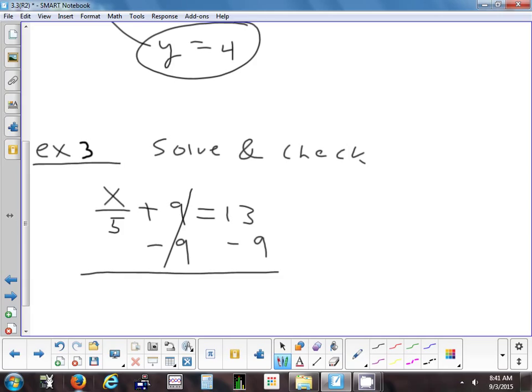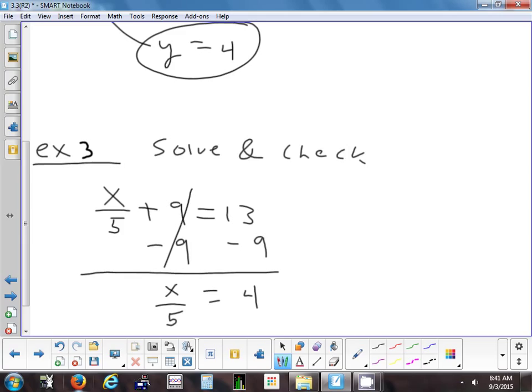Ryan, what's on the left-hand side now? X over 5. Good, x over 5. Okay, and the right-hand side, Callan, what do we have on the right-hand side? 4. Yeah. 13 take away 9 gives me 4. Okay, now we've taken this from a 2-step problem down to a 1-step problem, the kind of thing you would have seen in the homework last night.